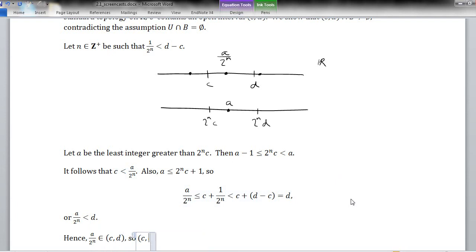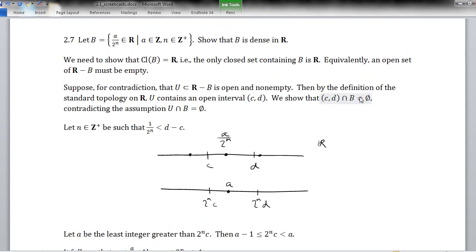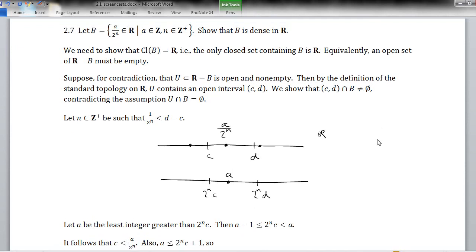So this interval has an intersection with b which is not empty, right? It contains at least this one element, not equal to the empty set. Okay. And that's what we needed to show in order for our proof by contradiction to work out. So there you have it. This set B is dense in the real numbers.